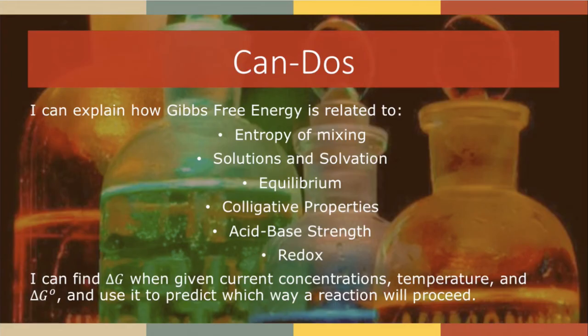I know this was a lot, but hopefully it showed you the importance of this unit. Let's review that we talked about our Gibbs free energy and how it's related to entropy of mixing, solutions and solvation, equilibrium, colligative properties, acid-base strength, and redox. And we talked about how delta G is, for current conditions, it will tell you whether your reaction will be spontaneous, and it takes into account temperature and delta G naught, which is what we find from tables from the Gibbs free energy of formation. And we use our delta G to predict which way a reaction will proceed.